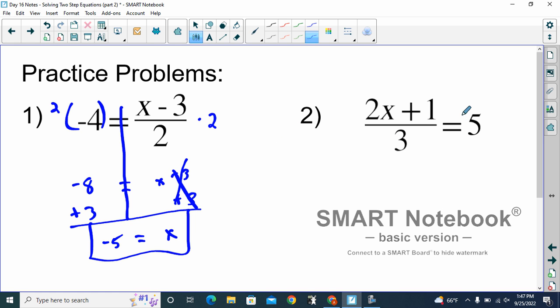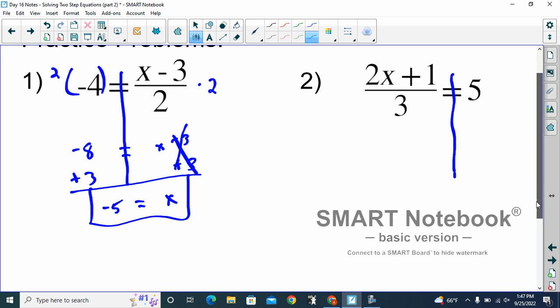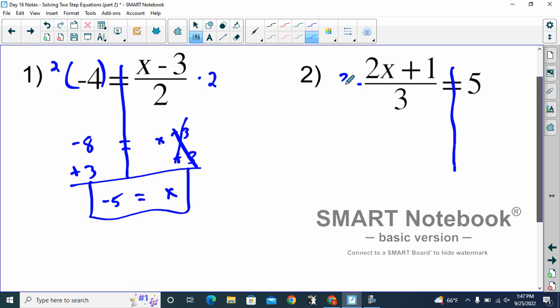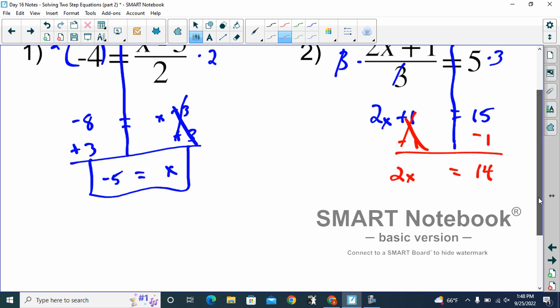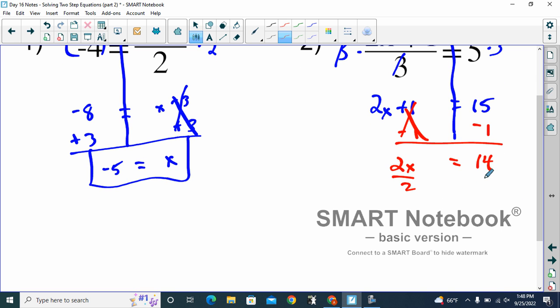Number 2, our first step should be to multiply both sides by 3. 2x plus 1 equals 15. Next thing, if I have multiplication and then addition, I need to undo that addition. 2x equals 14. Divide both sides by 2. X equals 7 is correct for this one.